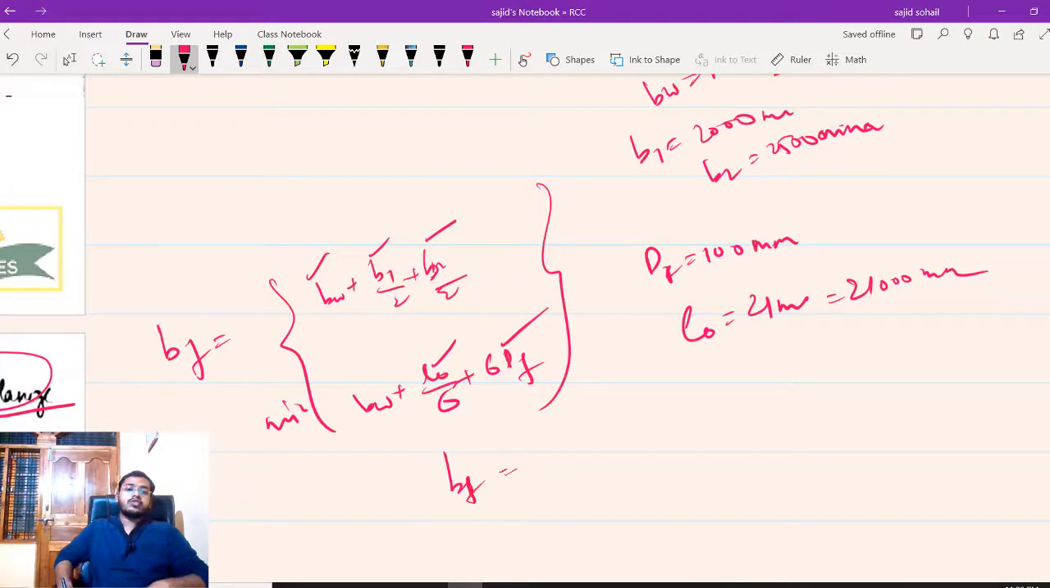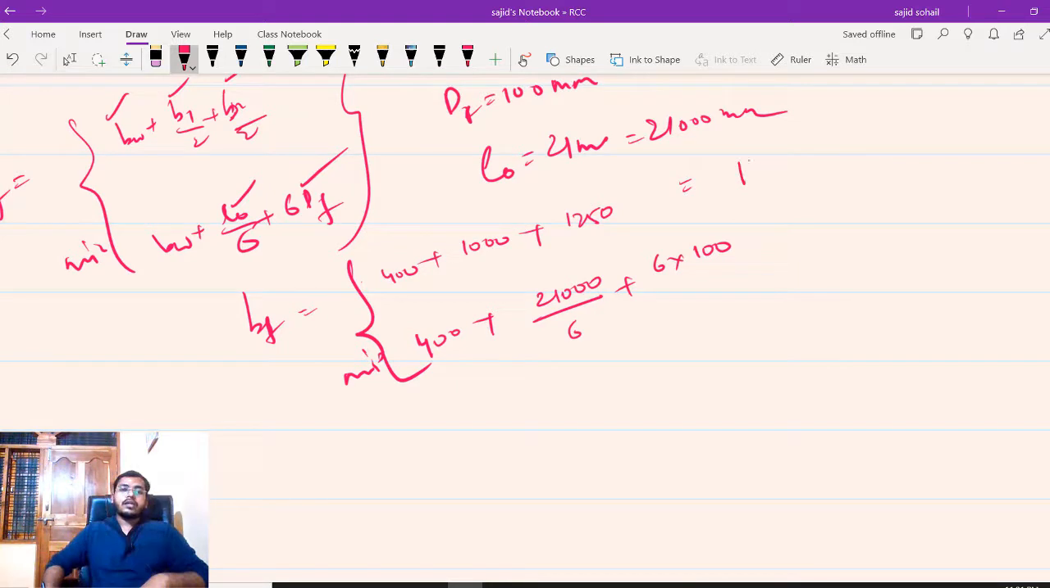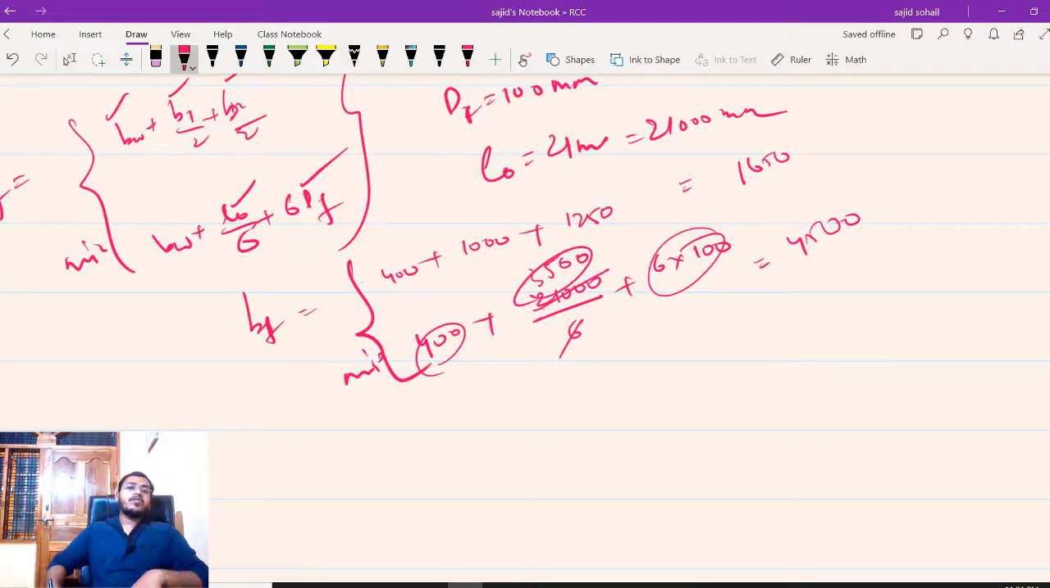Your answer will be BF is equal to the minimum of BW 400 mm plus b1 by 2, which is 2000 divided by 2, plus b2 by 2, 2500 divided by 2, which is 1250; or BW 400 plus L naught by 6, where L naught is 21,000 divided by 6, plus 6 into df, where df is 100. Here you are getting 1650. And here, 6 3s are 18, 6 5s are 30, so you get 3,500 plus 400, 3,900, plus 600, 4,500. The minimum of these two is obviously 1650. So my BF value is 1650 mm.